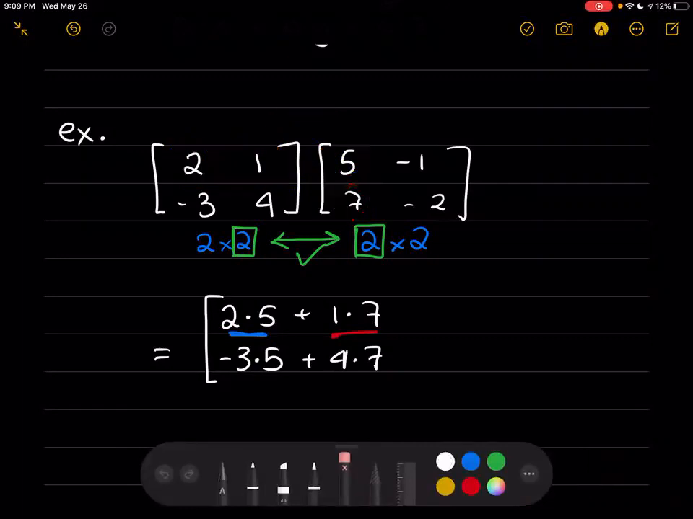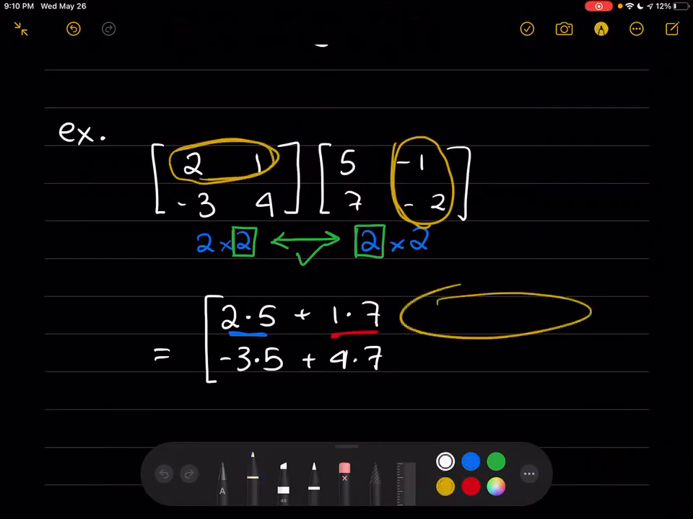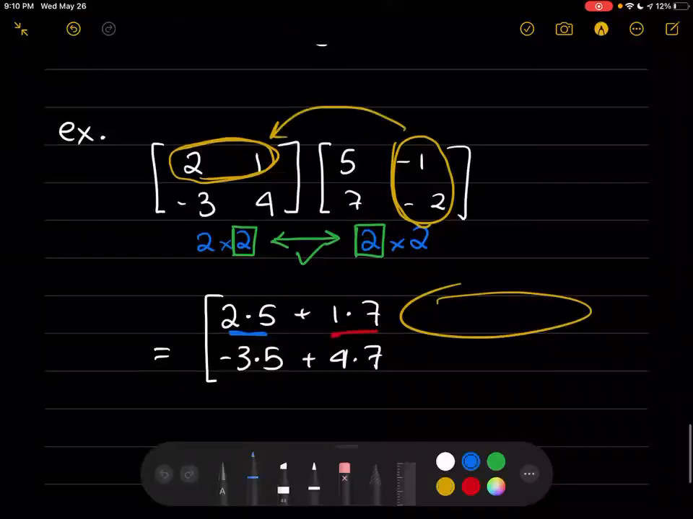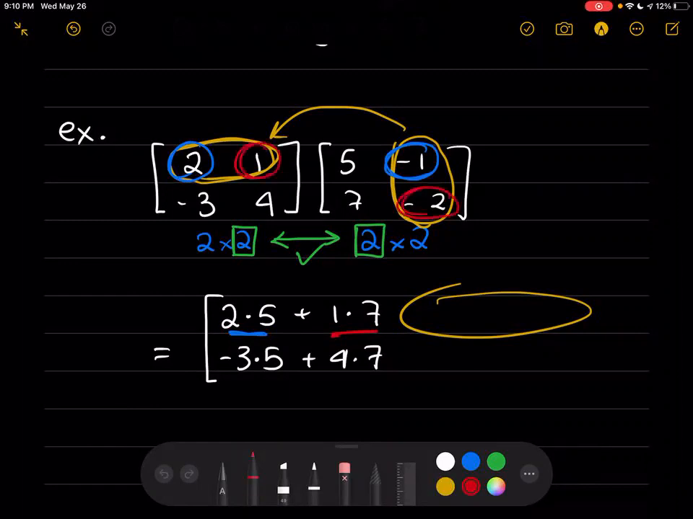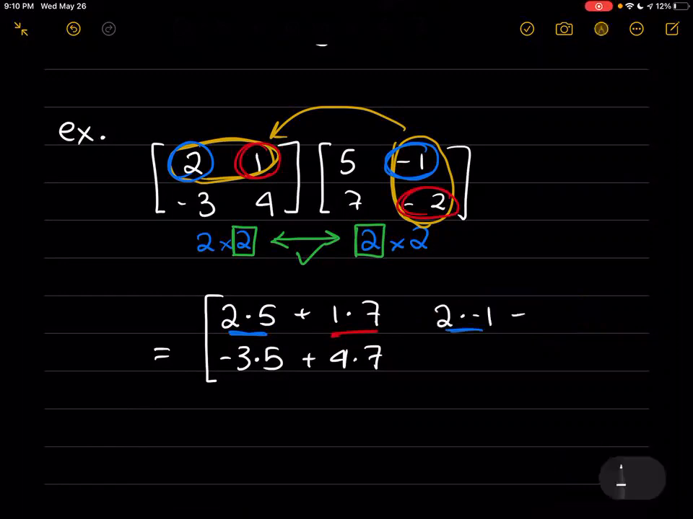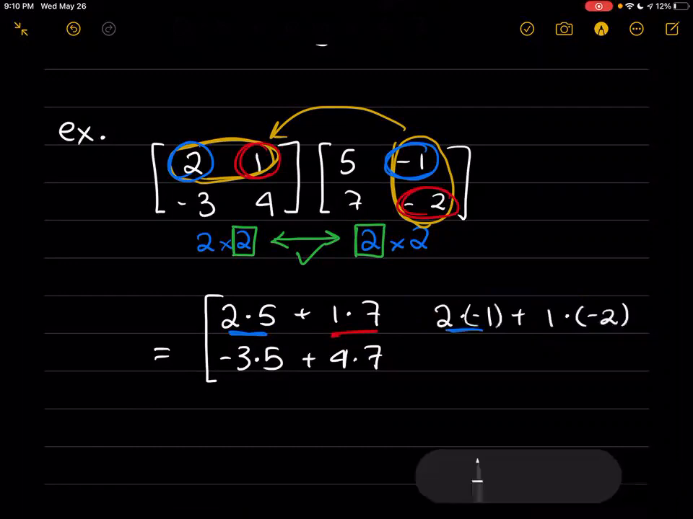So now we do the same thing, but with this column. So we look at this column and we're going to combine it with this row first. This is to fill out this entry right here. And the way we're going to do that is we're going to take this -1, it's going to multiply by this 2, and then to that we're going to add this -2 multiplied by this one right here. So when we do that, we get 2 times -1, so those are the blue, plus 1 times -2. And those were the things we circled in red.